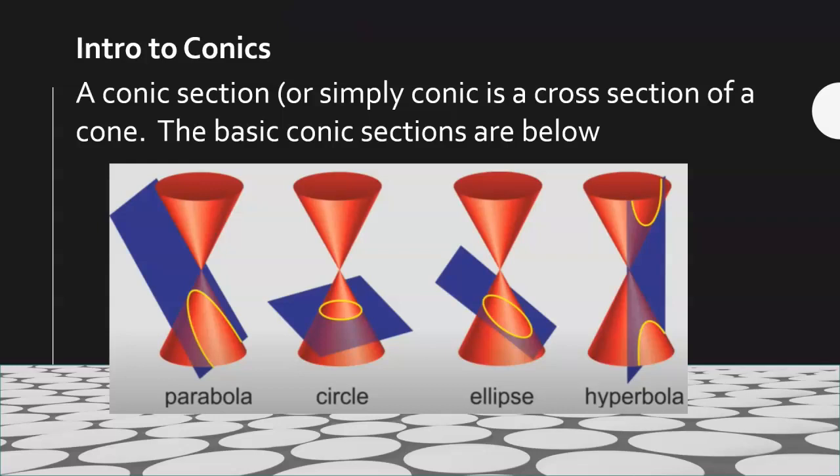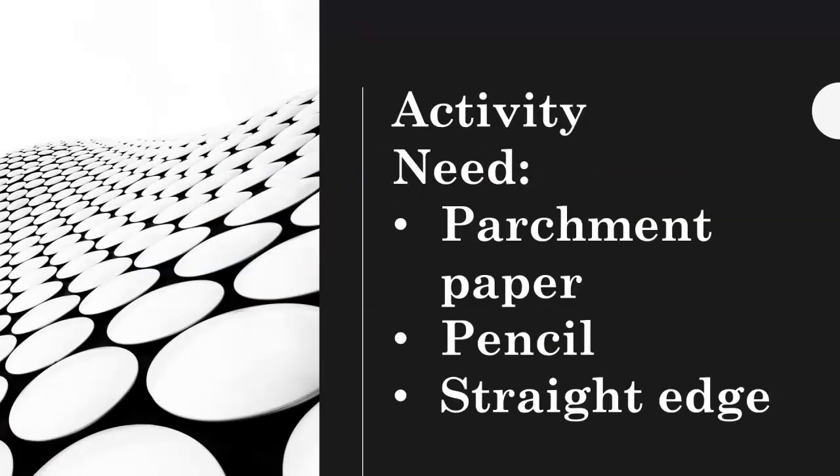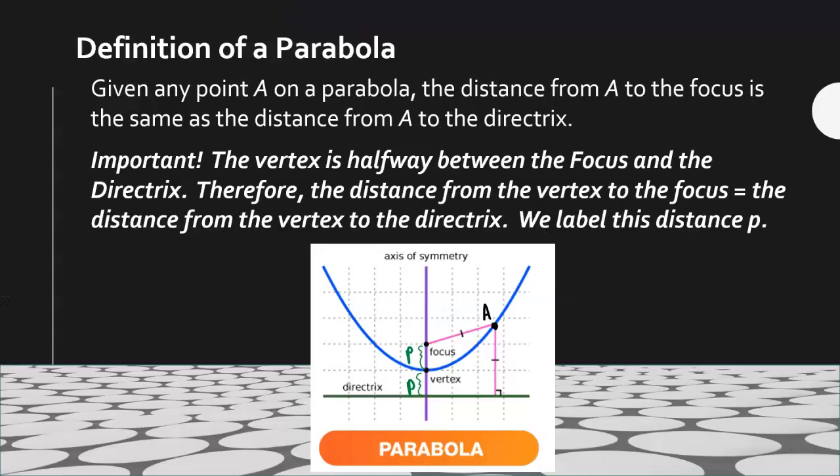A circle is very similar to an ellipse, but we don't talk about that. If we had more time, we would focus more on circles, but we're just focusing on parabolas, ellipses, and hyperbolas for the purpose of this unit. So let's talk more about parabolas. Now there is an activity that we did in class. If you weren't here, don't worry, we're just going to skip that.